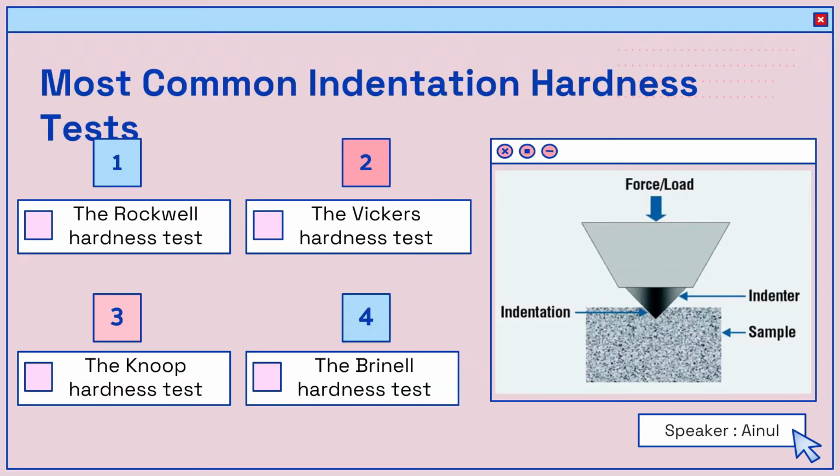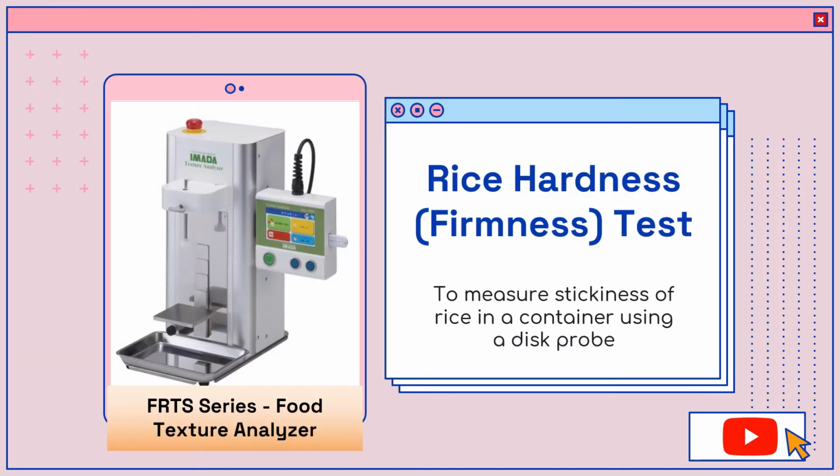There are four most common indentation hardness tests, which are the Rockwell hardness test, the Vickers hardness test, the Knoop hardness test, and lastly the Brinell hardness test. How to measure the hardness of rice grain? We can do the rice hardness test to measure stickiness of the rice grain in a container using a disc probe. To get more information about the rice hardness test, let's watch the video together.